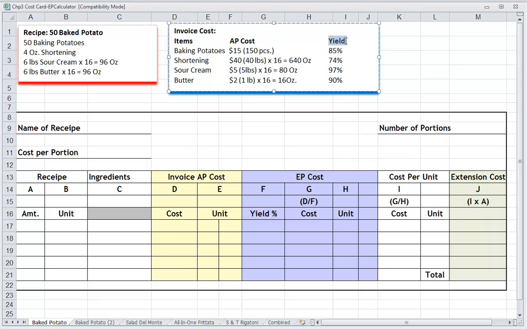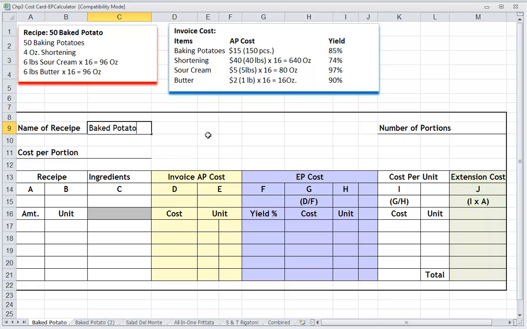You'll notice that there's a column on the right labeled yield, and the yield indicates the amount of portion that will actually end up being served to the customer. Now that we converted all of our measurements into ounces, the next thing that we'll need to do is to plug in the information that we have. Always begin by putting in the name of the recipe. So we're going to take the name of the recipe and type it in. Baked potato.